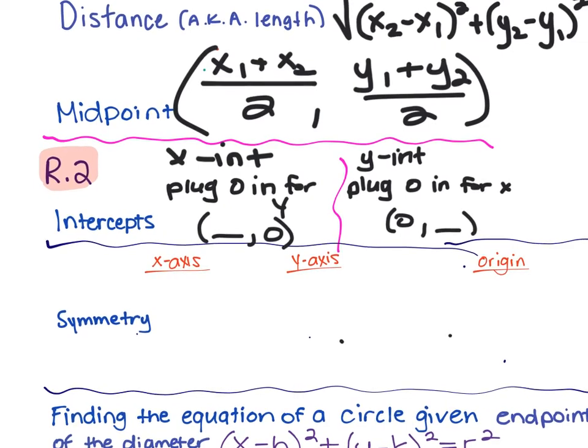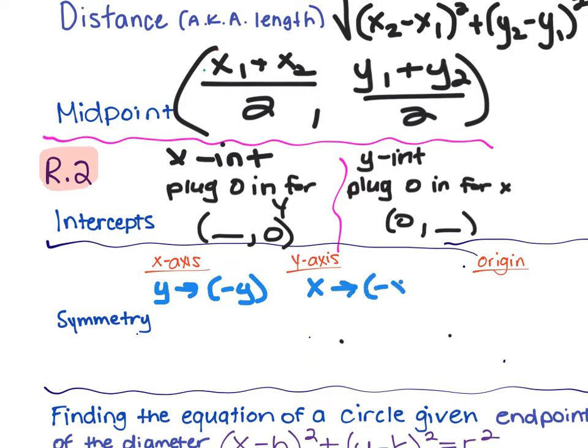All right, then we did symmetry. So there were 3 ways that a graph can be symmetric. The first is to the x-axis, and if we're testing that, what do we do? Good. Change y to be negative y. For y-axis, we change x to be negative x. And for the origin, we change both the x and the y to negative x and negative y.